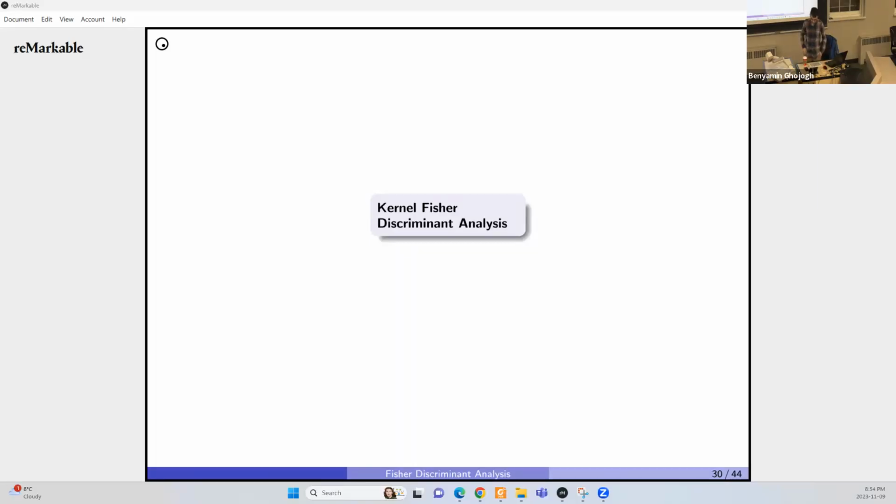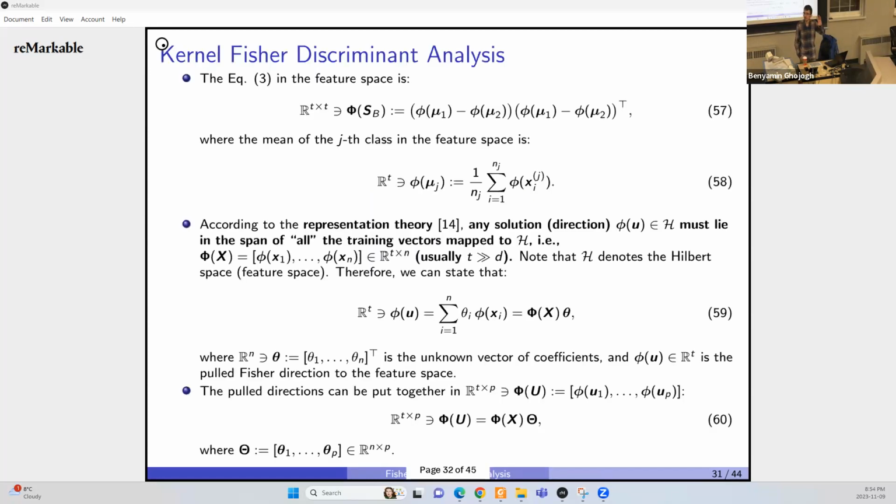Okay, so now we talk about kernel FDA. I want to teach you kernelization by representation theory. I myself have proposed several papers where I kernelized my own methods using these techniques.